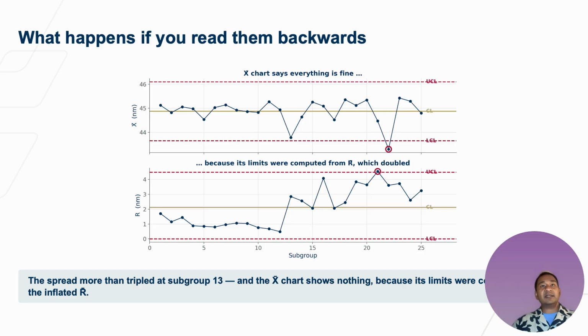Now, why is the X bar chart silent? Because the limits were computed at X double bar plus or minus A2 R bar, and the R bar was inflated by the very excursion we are trying to see. The chart widened its own limits to accommodate the problem. The X bar chart cannot detect a spread change. It is not that it is bad at it, it is structurally incapable, because the spread is an input to its own limits. That is the dependency, and that's why the ordering rule exists.